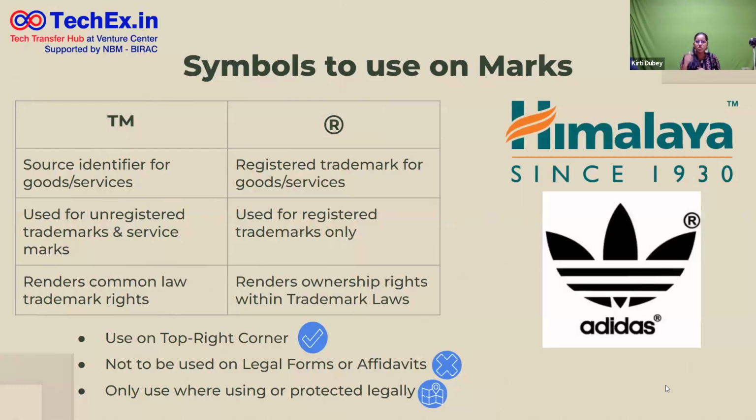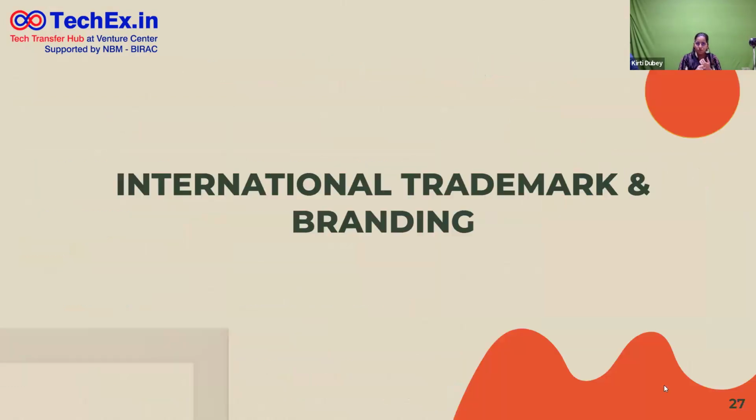Now, how to use these symbols is that you have to put them on the top right corner. You have to use them only where they are going to be legally present, meaning there is a jurisdiction involved, and they are not to be used on any legal papers. Next, we are going to look at international trademark and branding.